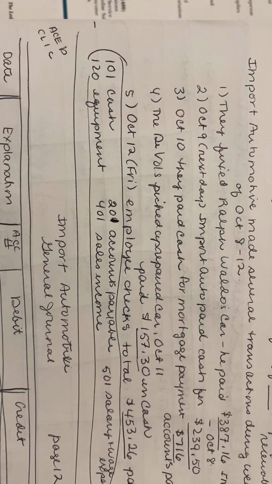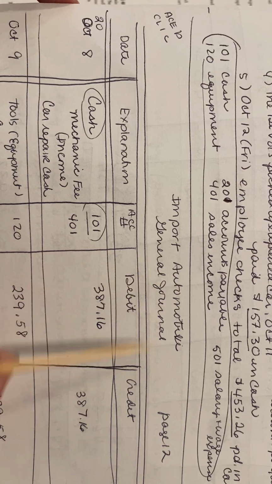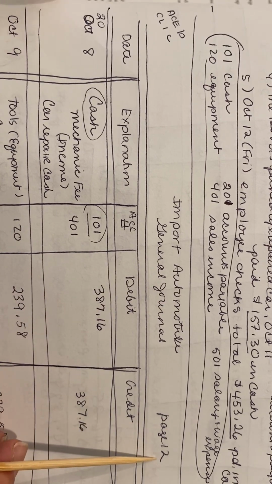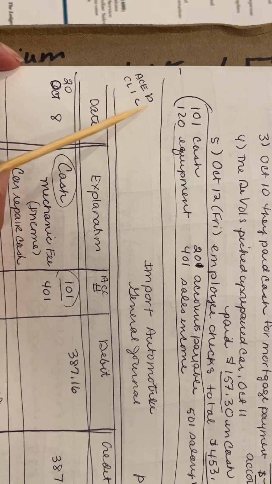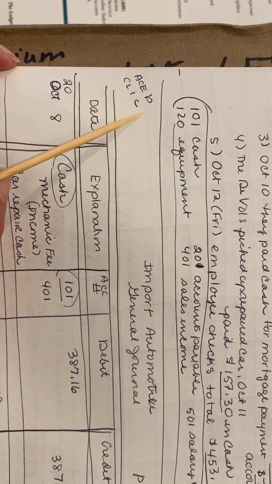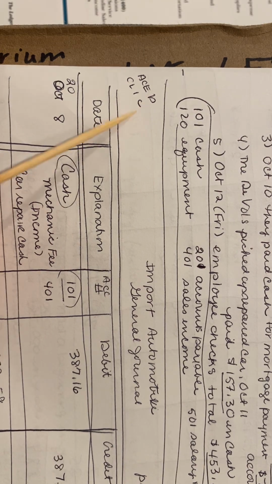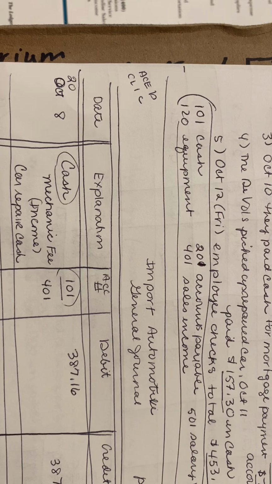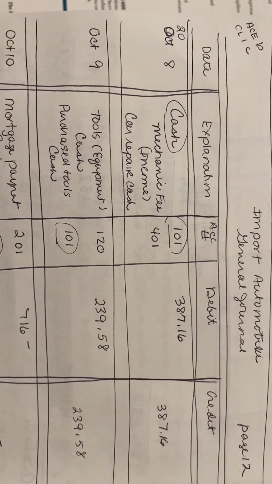So let's look. Basically I had Import Automotive general journal. This is page 12. I put asset up in this corner so I can know if the category will be debit or credit. So let's go to the first part here, up here, so you can see.